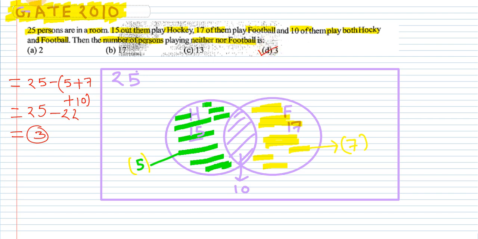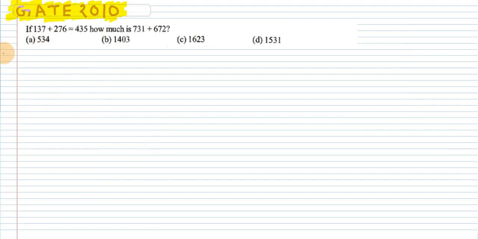Now let's move to the next question. Let's read the question first. The question says, if 137 plus 276 equals 435, then how much is 731 plus 672? So in this question, if you look at it, 137 plus 276 equals 435.